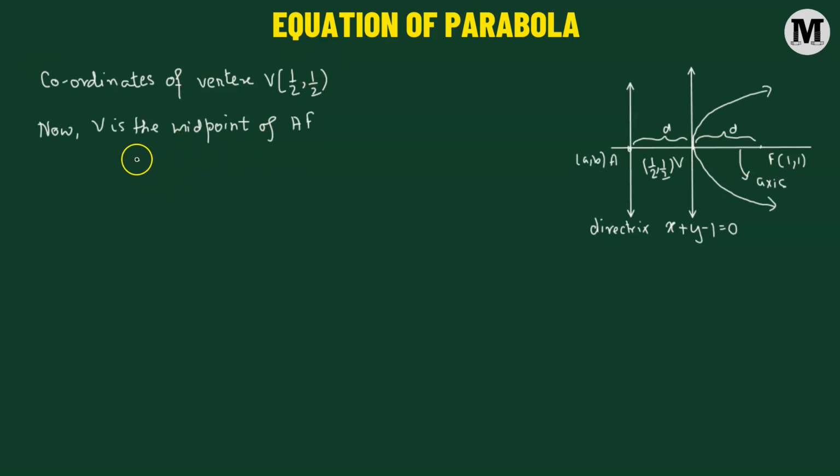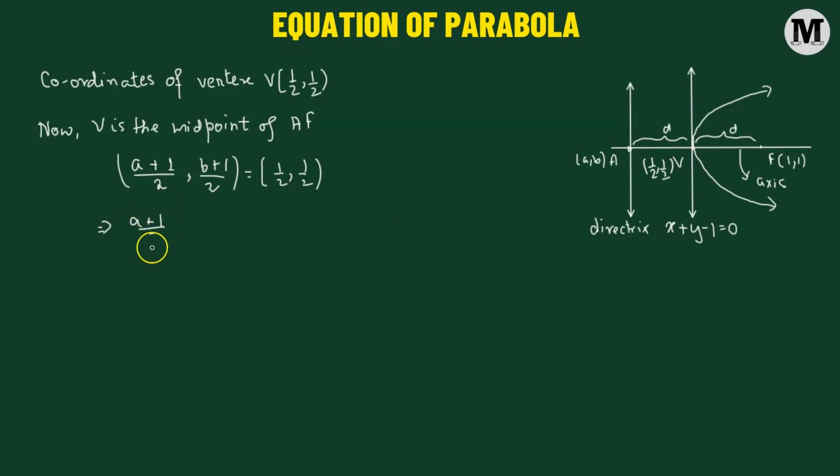So what we'll do, we'll take the x coordinate of point A, add it to the x coordinate of the focus, divided by 2. And for the y coordinate, we take the y coordinate of A, add it to the y coordinate of F, divided by 2. And this will be equal to the coordinates of the vertex. So that's 1/2, 1/2. So here we have defined the coordinates on the left hand side by using the midpoint formula, and 1/2, 1/2 is the value that we obtain by solving the equation of the tangent line and the axis line. This means that we can equate them.